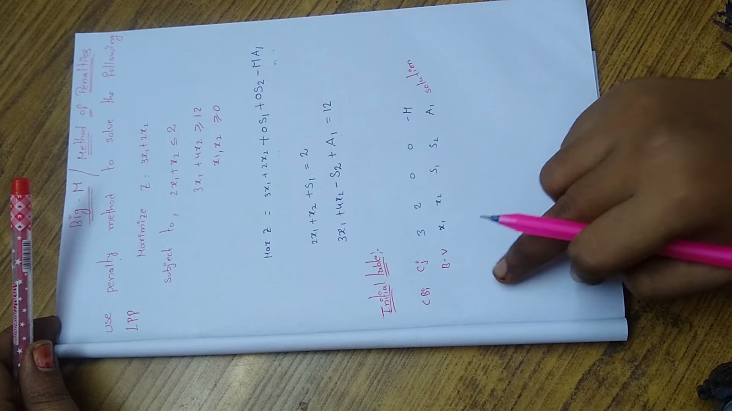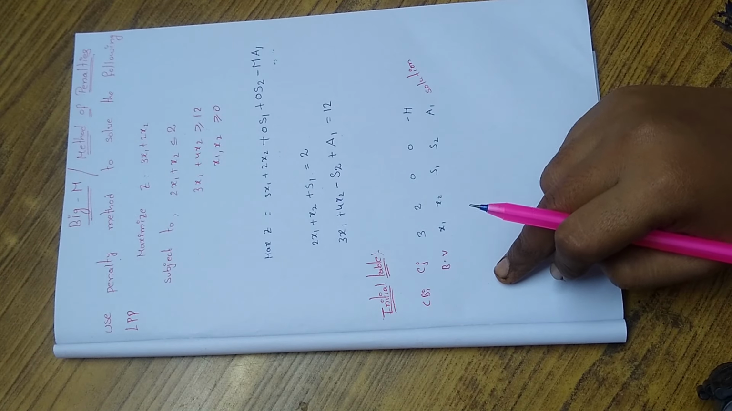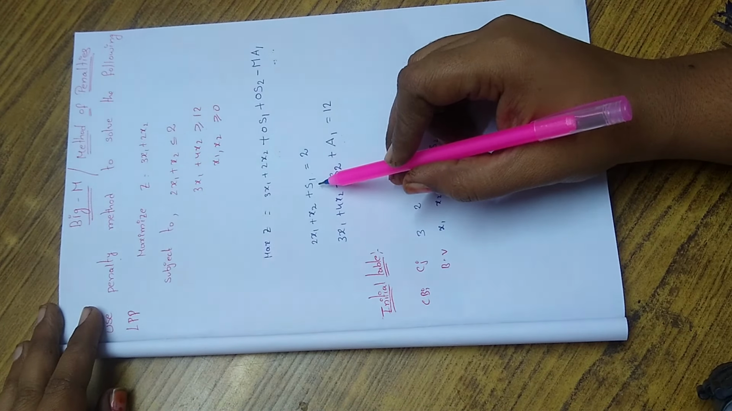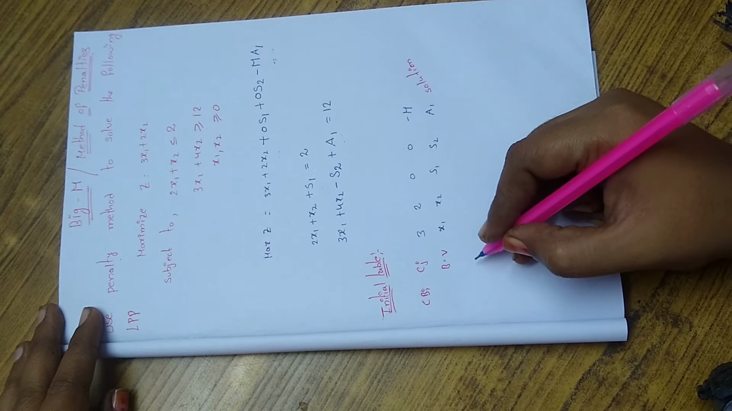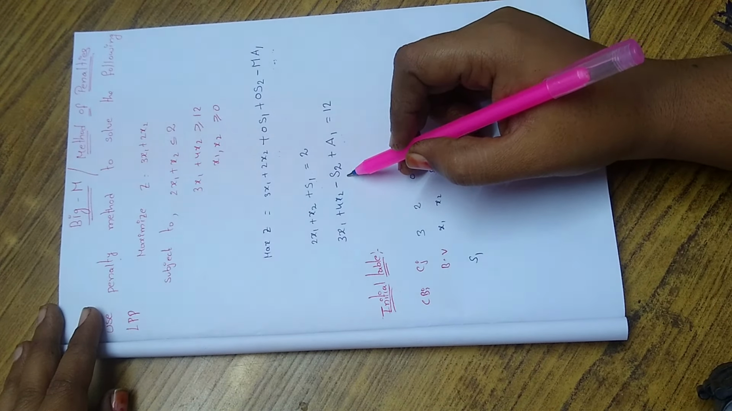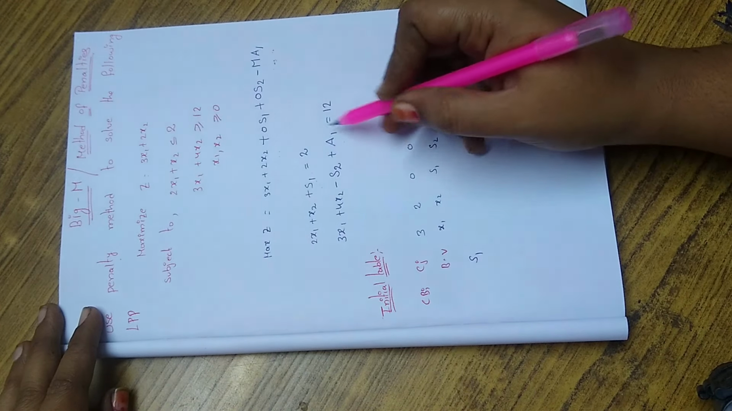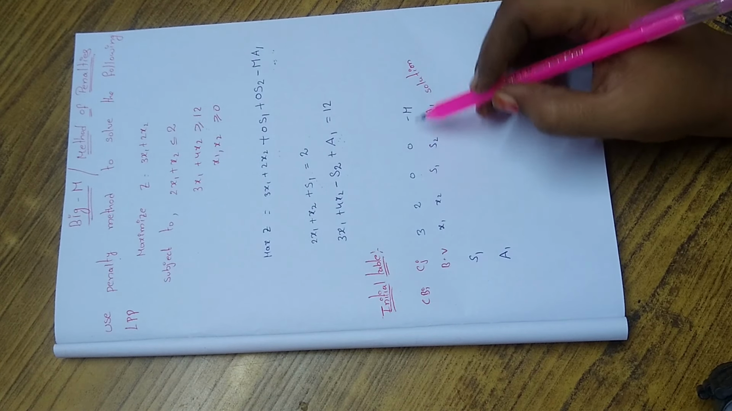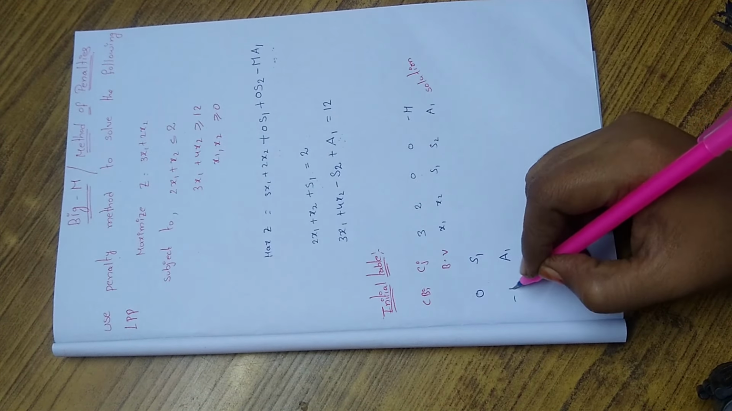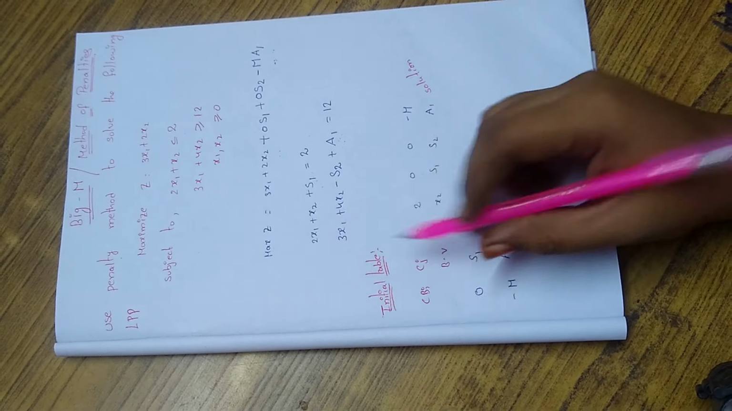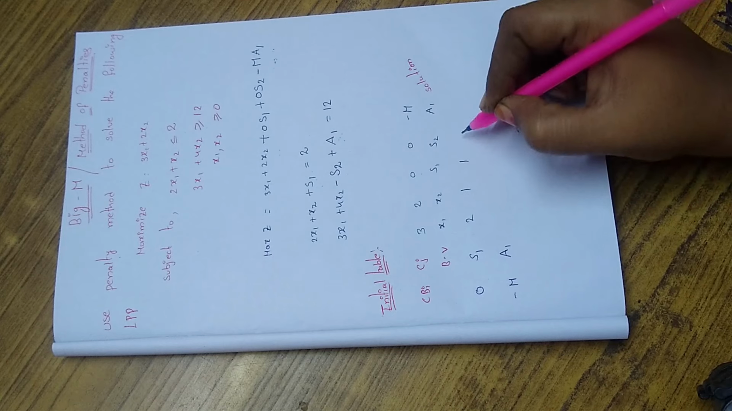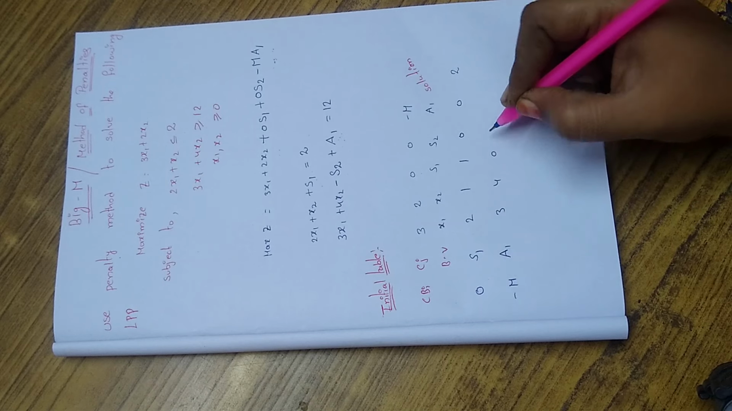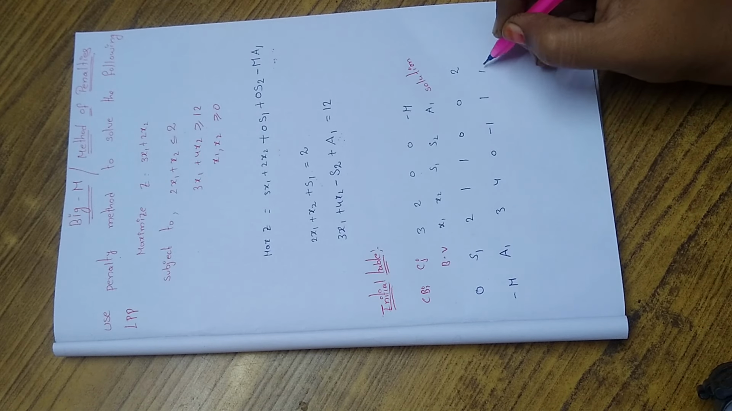Now, for the basic variables, we take the slack variable and the artificial variable. Here we have only a slack variable in the first constraint, so we take only the slack variable, and in the second we have both surplus and artificial, but we take only the artificial variable. Their objective coefficients are 0 and minus M. Now we write the values: 2, 1, 1, 0, 0 and the solution is 2. Then 3, 4, 0, minus 1, 1 and 12.